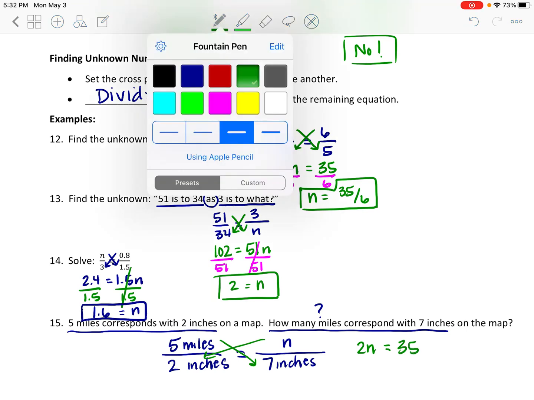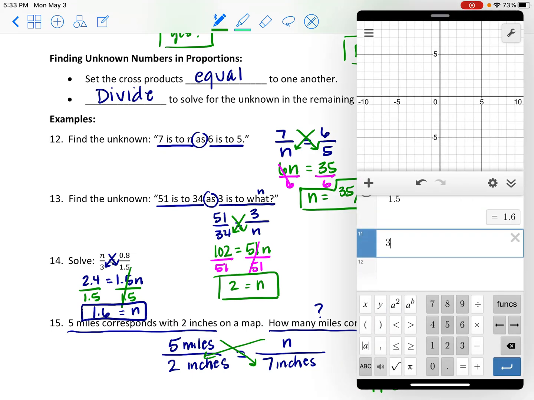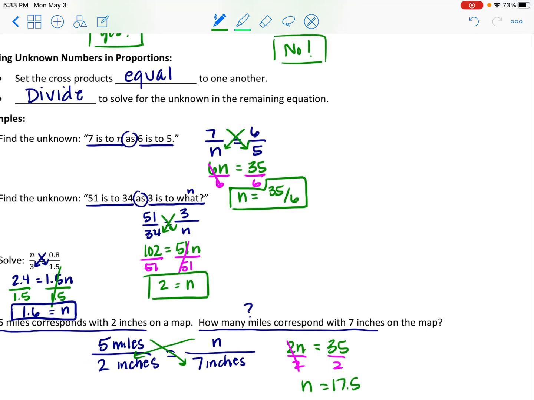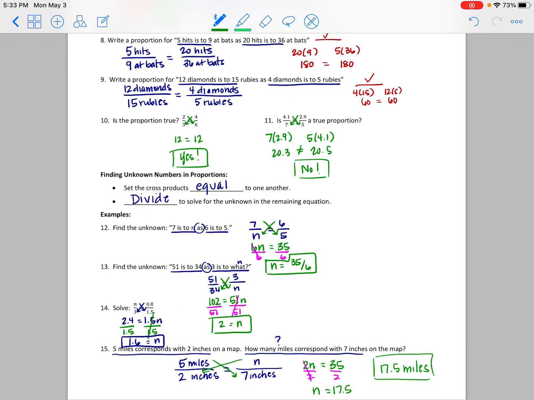And so dividing both sides by 2, we see that our unknown is 35 over 2. And that's going to be a decimal, but that's okay. So 17.5, and that was a number of miles. So we're going to say 17.5 miles on the map is 7 inches. Okay? So there it is. Rates, which are fractions comparing different quantities, and then proportions, meaning you have one rate equal to another or one fraction equal to another.